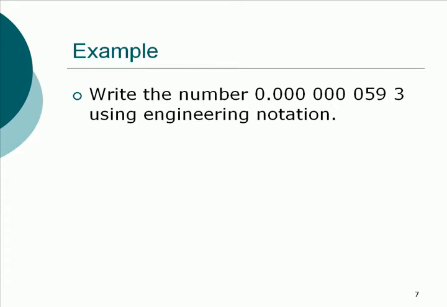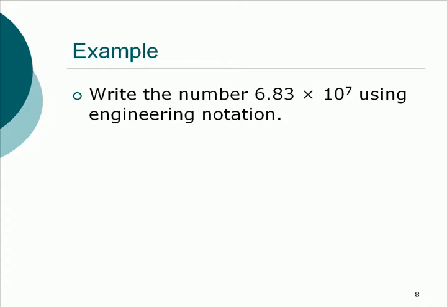Well, it's not very difficult at all, as we saw in the last 2 examples, if you're just starting out with a number in decimal notation. It's just like yesterday. You need to be a little bit more careful if you're going from scientific to engineering. Suppose we want to write 6.83 times 10 to the 7th using engineering notation. Now note that it's not right now.